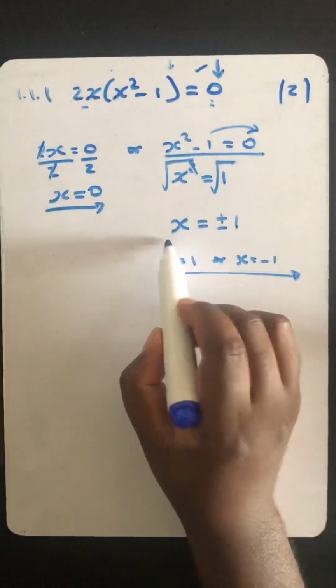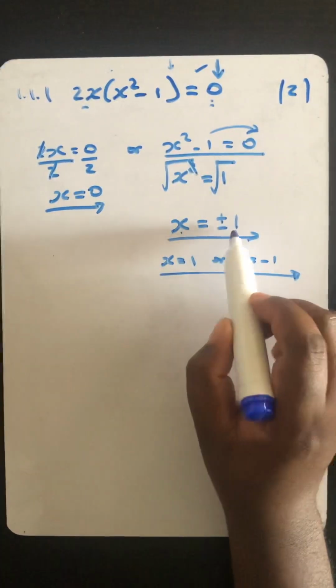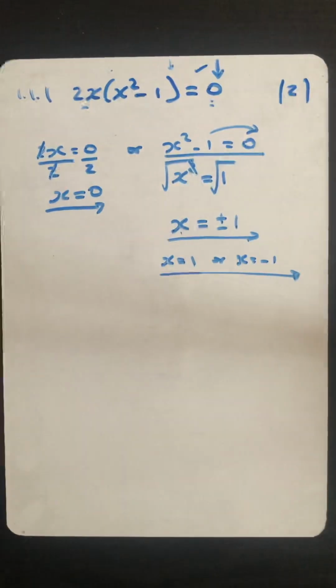So even if you write it in that format, you say x equals positive or negative 1, you'll still score maximum marks. Okay, so we'll leave it here, and I'll see you guys on my next question.